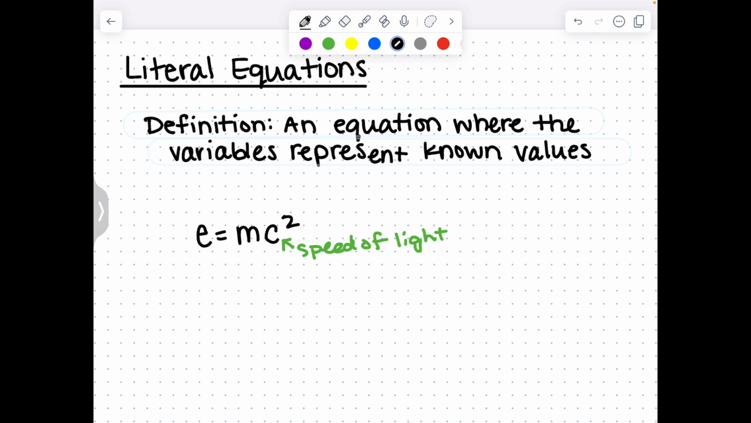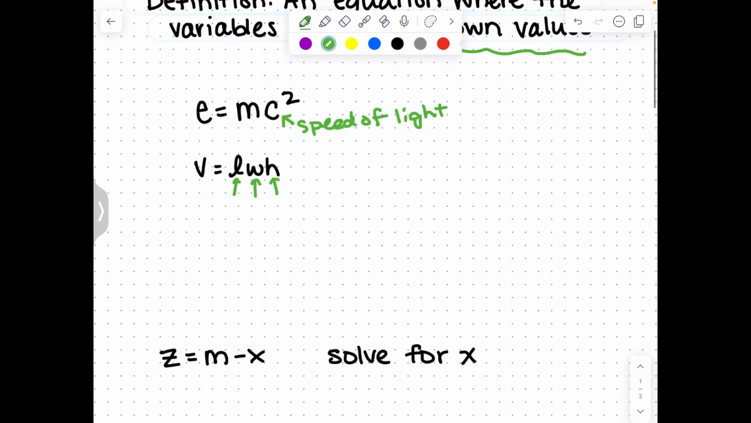Another example that you might be familiar with is volume of a rectangular prism. Volume equals length times width times height. Whole bunch of letters, but if you're being asked to find volume, you'd be told the length, substitute the number in, you'd be told the width, and you'd be told the height. So when it says known values, they are mostly known values, even though we have this formula that is a bunch of letters. So I have 3 examples we're going to do with this.